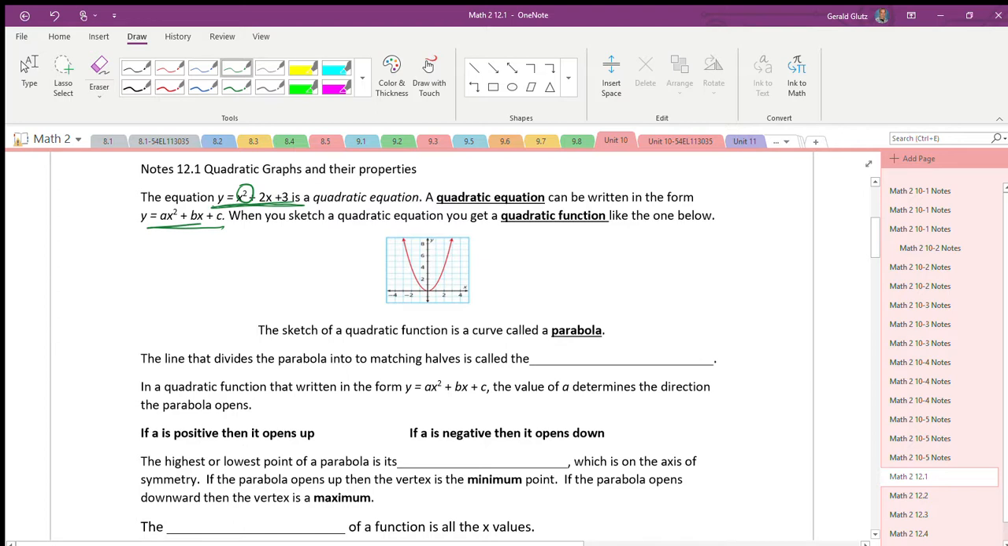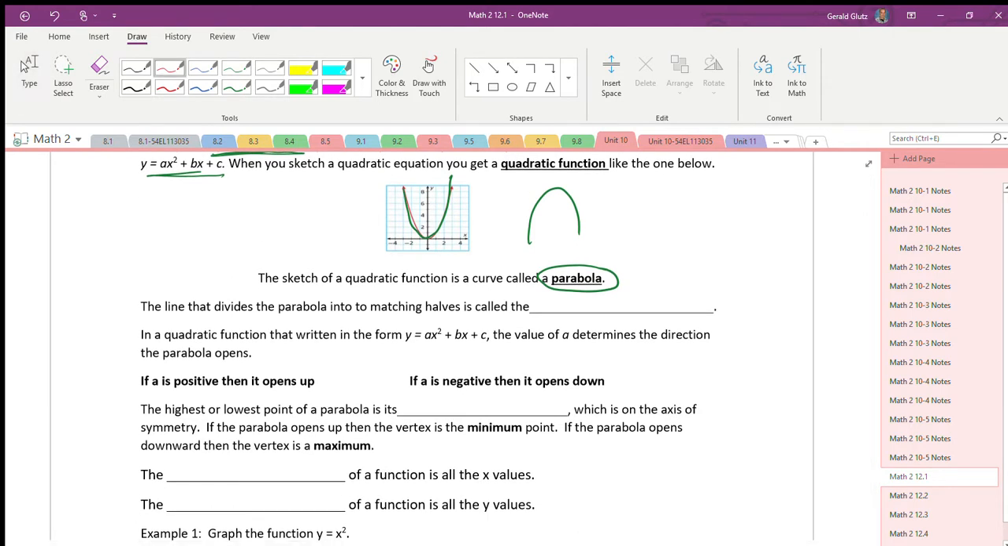When you graph a quadratic equation, the graph is always going to be a parabola. A parabola just means that it's a U-shaped graph, either like this, or upside down. So that's what a parabola is. Whenever we say parabola, we just mean U-shaped graph.